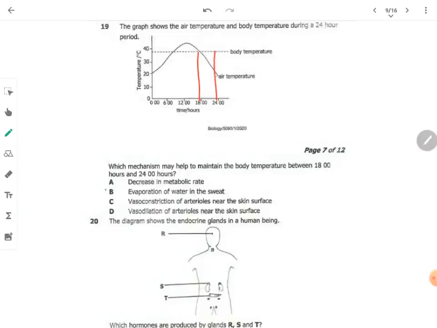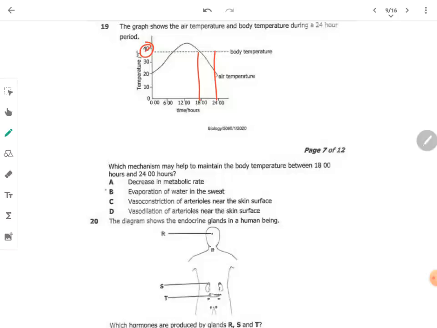Now when you look at 18 hours and 24 hours, they're saying the temperature there is high. It's 40 there, you can even tell. Now, to decrease the temperature or to make the temperature moderate, what are we supposed to do? Or which mechanism can help?